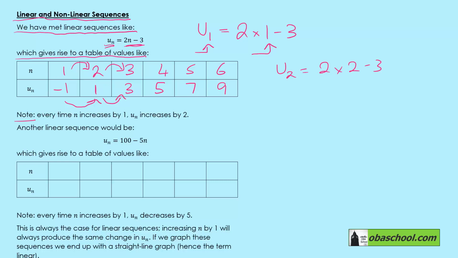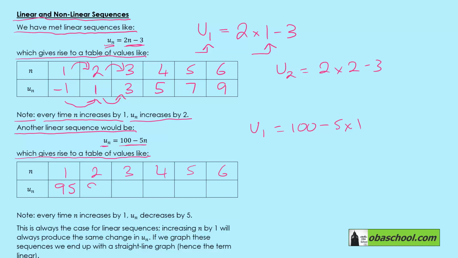So I've made a note of that here. Every time n increases by 1, un increases by 2. Another linear sequence would be that the nth term is 100 take away 5n. That would give rise to a table of values like this. So we've got 1, 2, 3, 4, 5, 6, and u1 here would be 100 take away 5 times 1, which is 100 take away 5, which is 95.